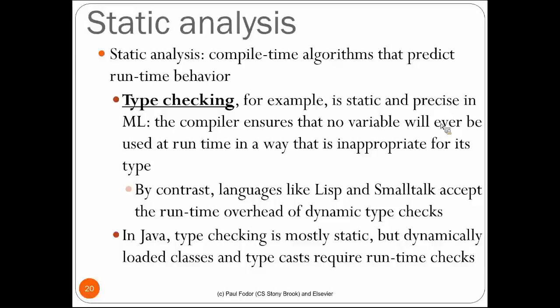Static analysis, in fact, includes much more than that. Sometimes it may also include type checking. And for instance, in ML, type checking is done during static analysis. The compiler actually ensures that no variable will ever be used in runtime with an inappropriate type. By contrast, other languages have runtime overhead for dynamic checks. In Java, mostly typing is done statically, but it may also leave some dynamic checking for basically casts, when the programmer makes an assumption about an object and downcasts it to a specific class.